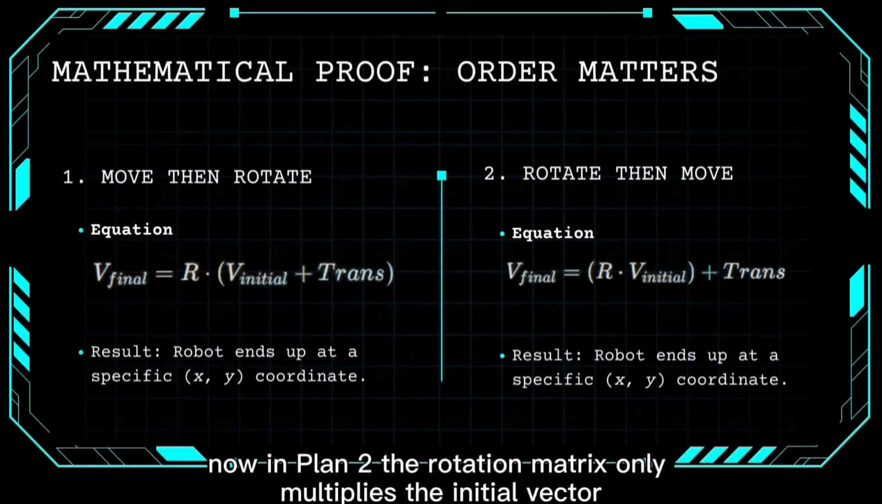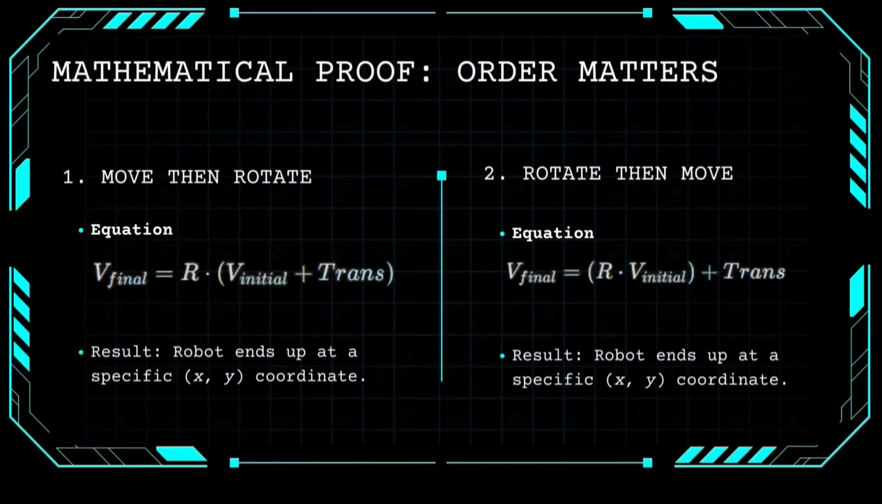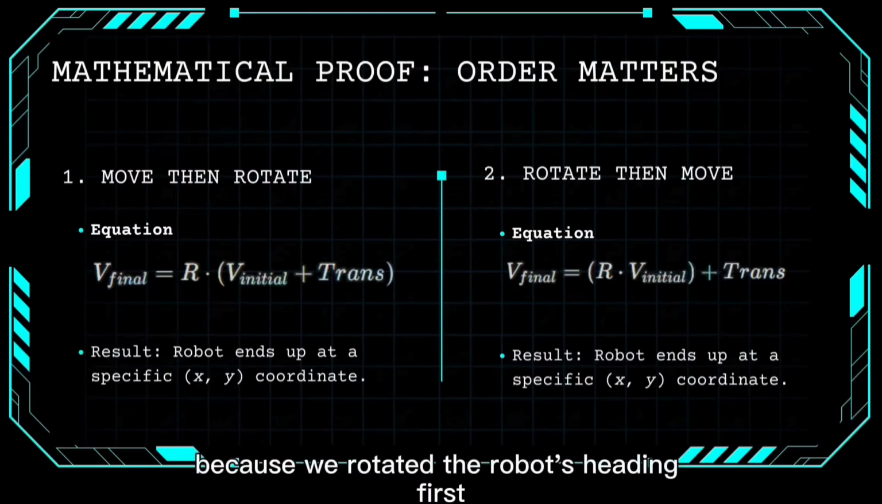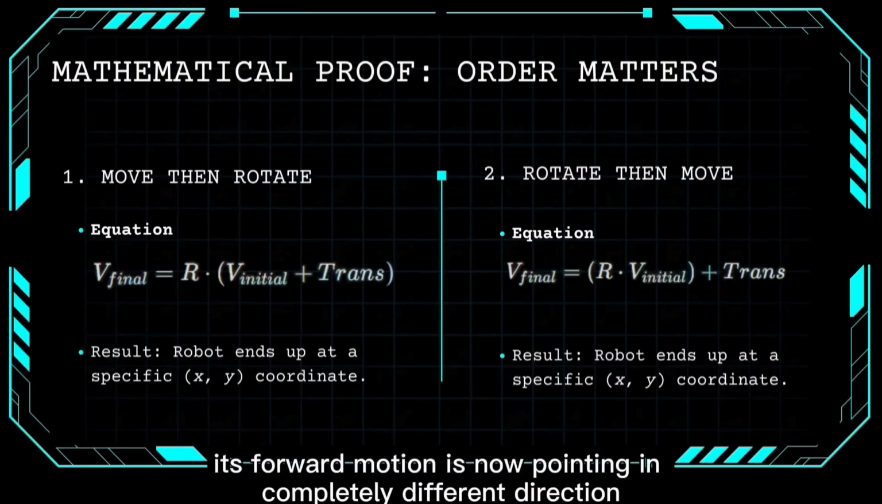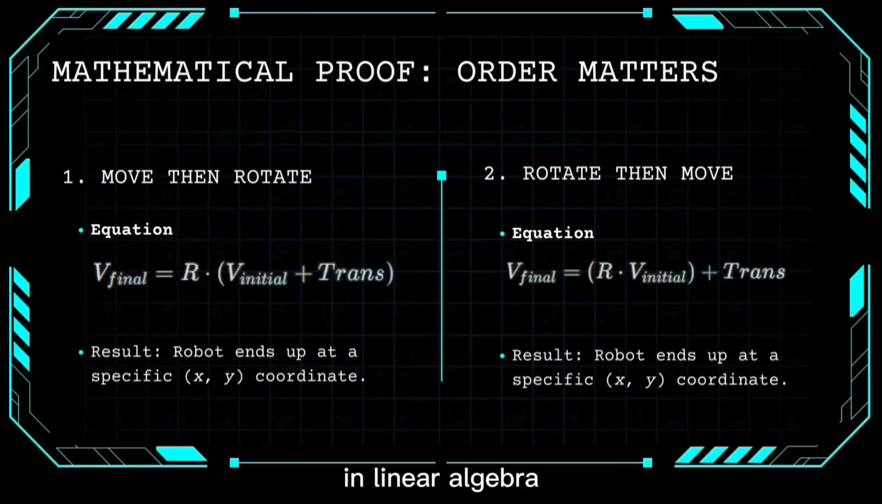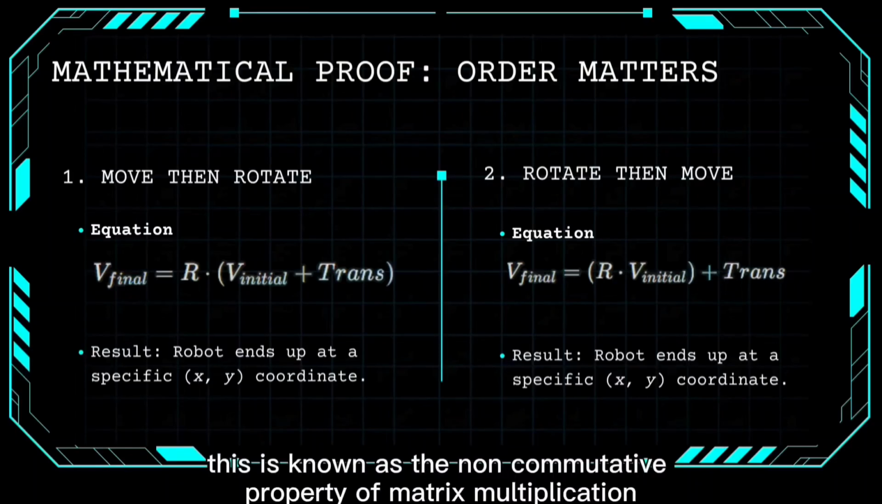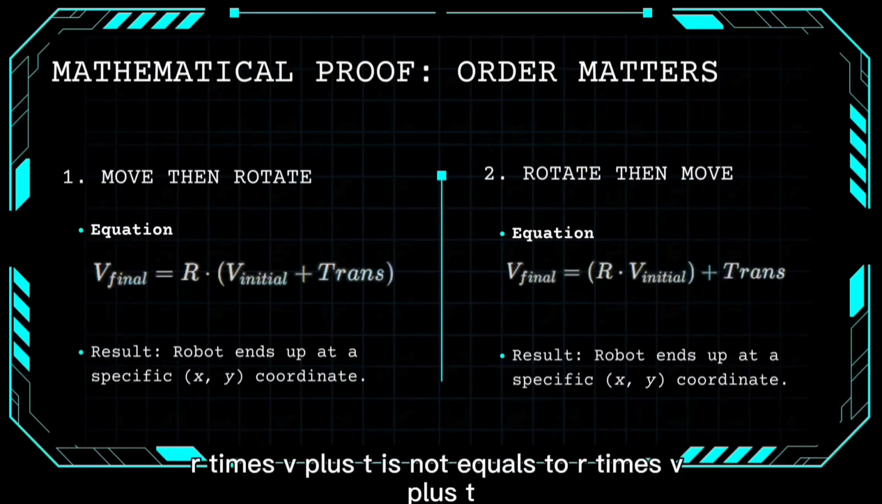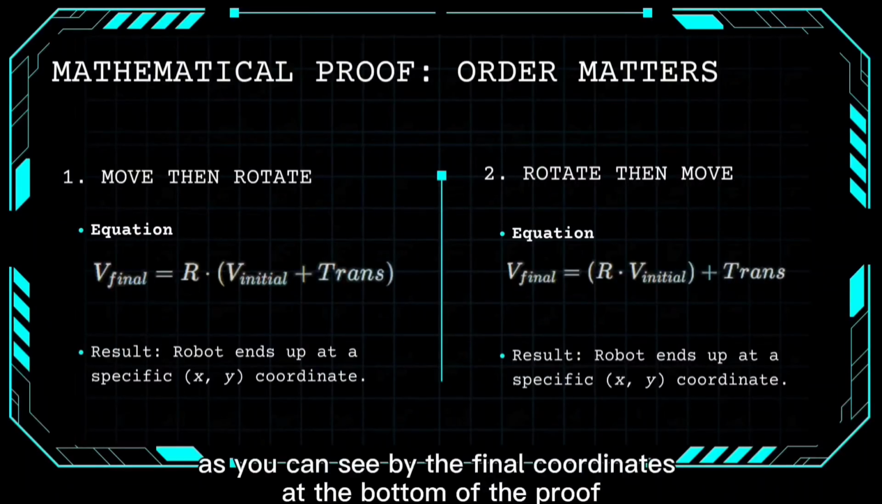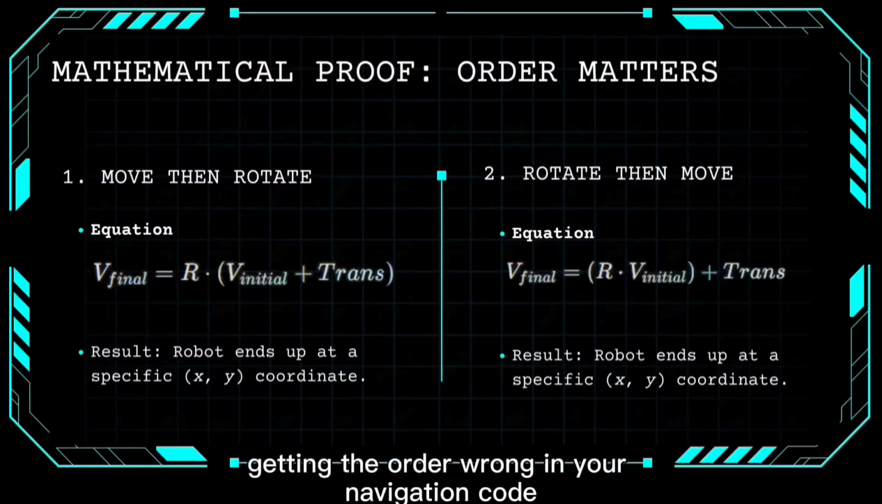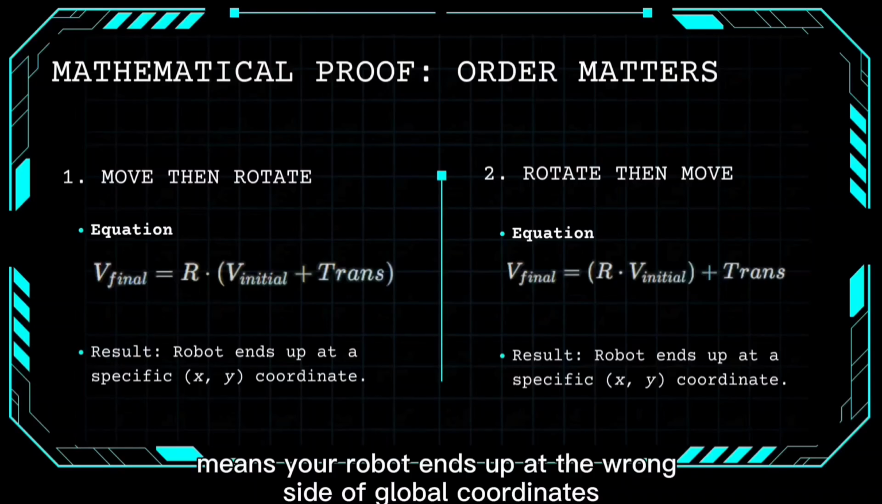Now in plan 2, the rotation matrix only multiplies the initial vector. The translation is added afterwards. This represents turn then move. Because we rotated the robot's heading first, its forward motion is now pointing in a completely different direction. In linear algebra, this is known as the non-commutative property of matrix multiplication. R times (V plus T) is not equal to (R times V) plus T. As you can see by the final coordinates at the bottom of the proof, getting the order wrong in your navigation code means your robot ends up at the wrong set of global coordinates entirely.